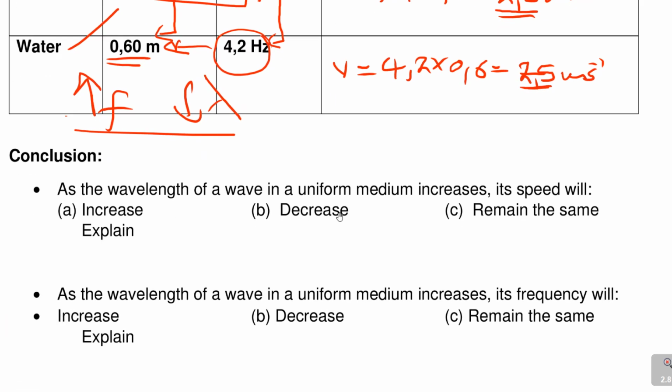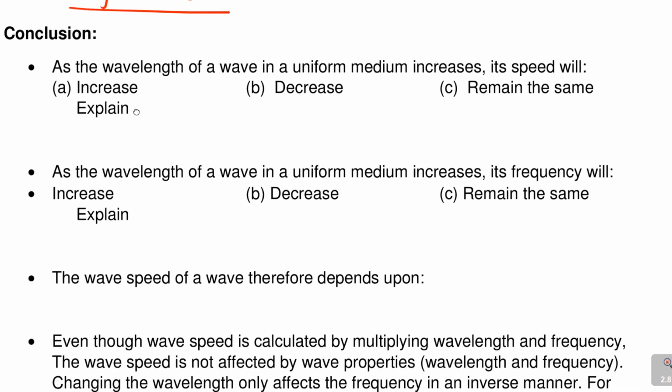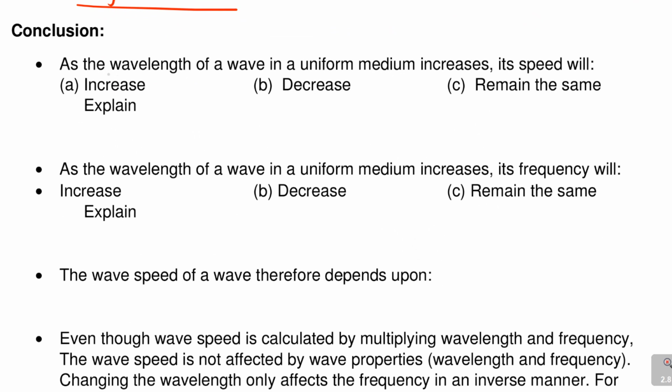Alright, so what is the conclusion here? It says, conclusion: as the wavelength of a wave in a uniform medium increases. Uniform medium means the same medium, for example, air in 1 and air in 2. So as the wavelength of a wave in a uniform medium increases, the wavelength is going up. What will happen to the speed? We did mention that. Look at it.